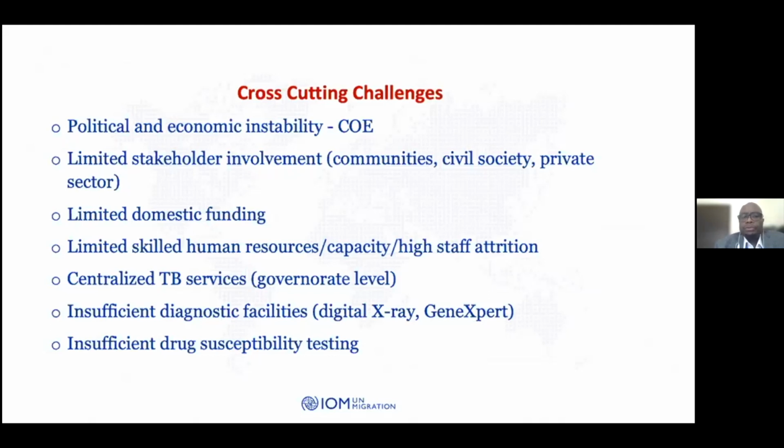But I must also point out that under the current Global Fund projects from the C19 budgets as well as the standard grants, we are bringing in quite a few portable X-ray devices, mobile X-ray vans, as well as digital X-ray machines. So that will also address the gaps that we currently have. Insufficient drug susceptibility testing. Next slide, please.